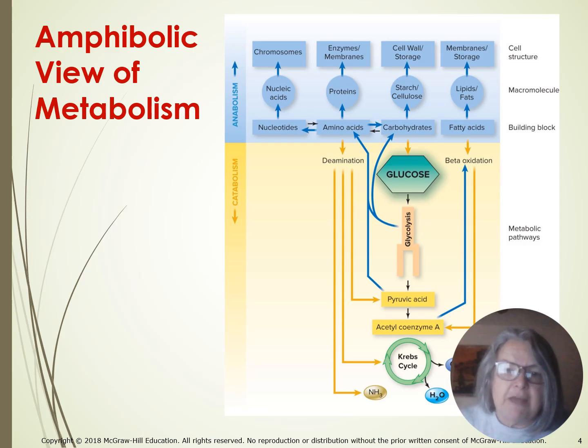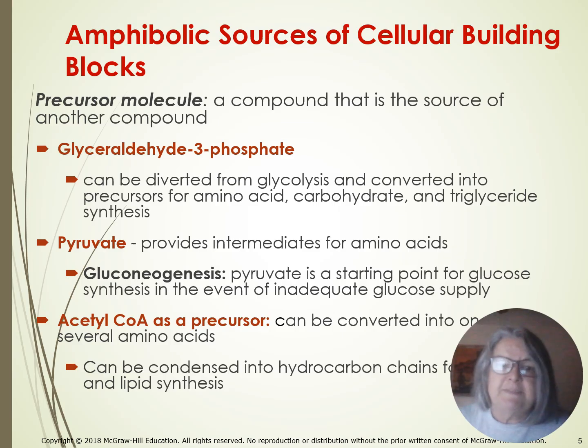So here's the overall pathway. This should be familiar to you now because we've spent a bit of time looking at it. So as you can see here, notice the direction of the arrows. You can see there's different places that things can enter into these pathways to break down to generate ATP, but there's also intermediates that can be pulled out in order to build amino acids, carbohydrates, and lipids. And so we can see these arrows going in both directions. And that's the amphibolic nature of these pathways.